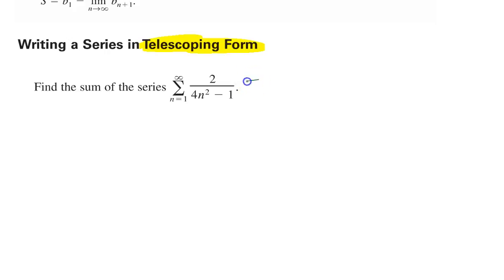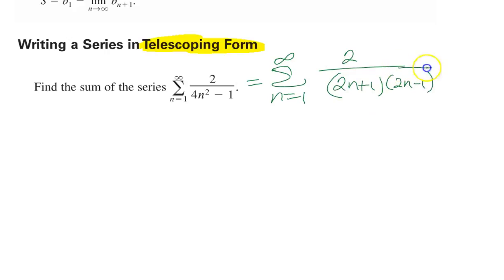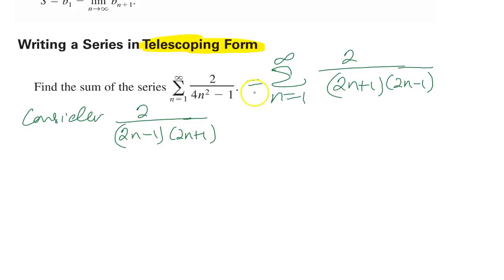So in order to do that, we are going to make use of partial fractions. Let's go ahead and factor this. That's 2n plus 1 times 2n minus 1. Okay, so we have a lot of work to do. So I'm going to consider the fraction 2 over (2n minus 1)(2n plus 1). We are going to decompose this into partial fractions. Notice that the denominator has two distinct linear factors. It can be a constant over the first factor plus a constant over the second factor.